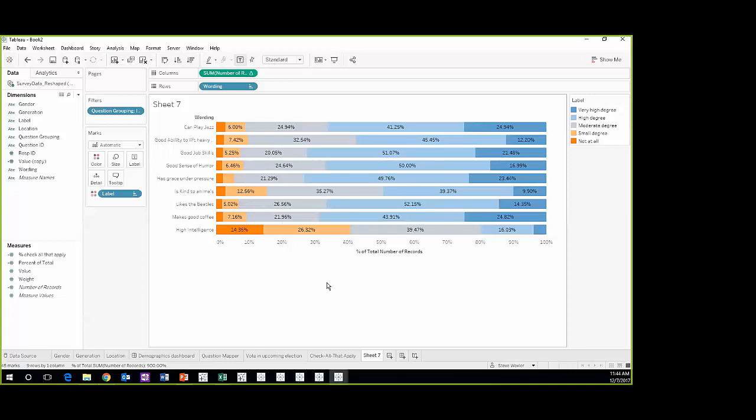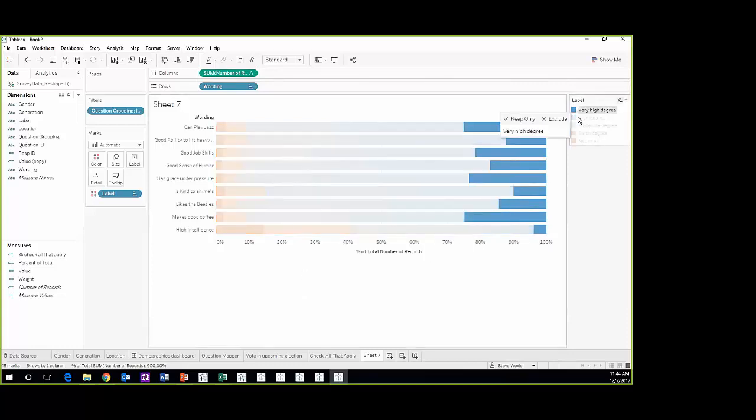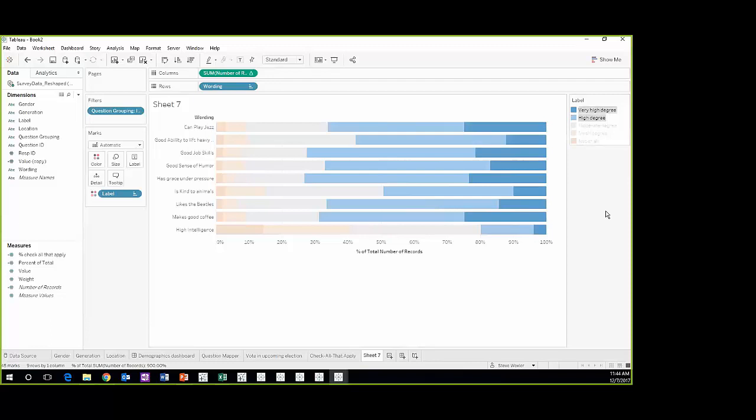So there are a whole bunch of ways that are better. Certainly, by the way, turning this off makes it a little easier to read, and if I were to sort this thing intelligently, it would make it a little easier to read. And maybe if I'm only interested in the people that chose very high or high degree, all these things are making this easier.